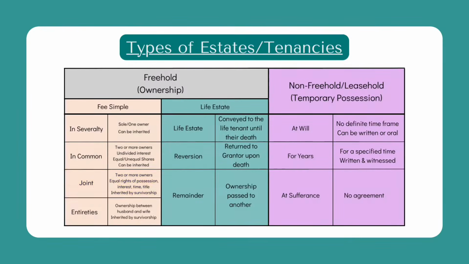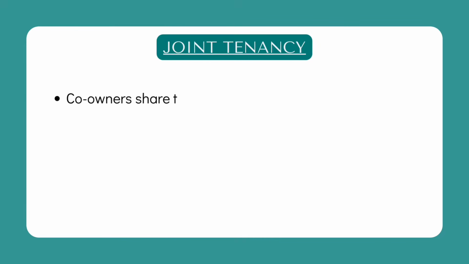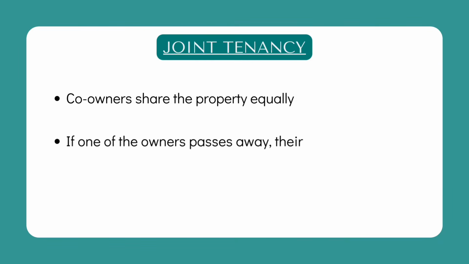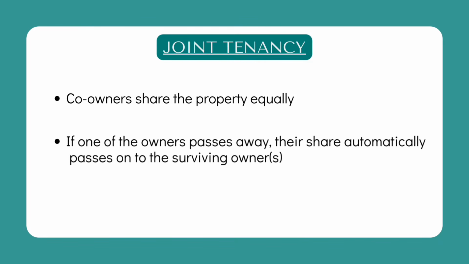Next up, we've got joint tenancy with the right of survivorship. In this arrangement, you and your co-owner or co-owners share the property equally, and if tragedy strikes and one owner passes away, their share seamlessly passes on to the surviving owner or owners. No drama, no legal battles tied up in probate courts. It's just a smooth transition.